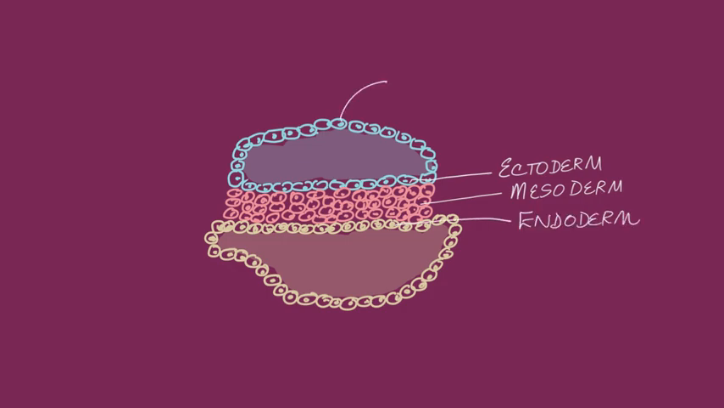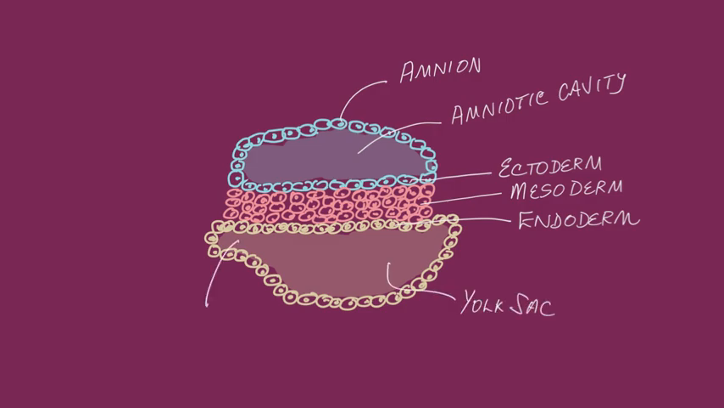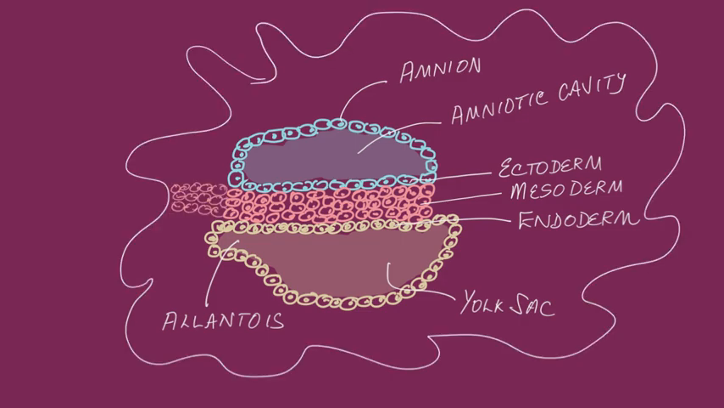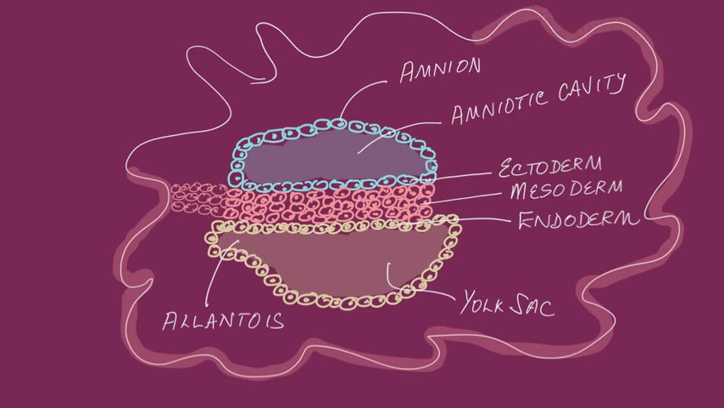Now, continuous with the ectoderm is the amnion. The amnion surrounds the amniotic cavity. And continuous with the endoderm, we have the yolk sac and the allantois. The trophoblasts, in the meantime, continue to multiply and form what is called the chorion. The chorion is the placenta. It is the embryonic portion of the placenta.